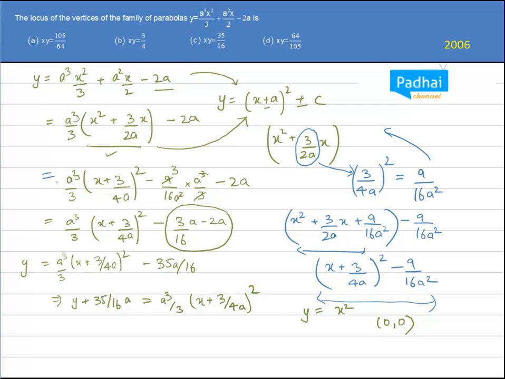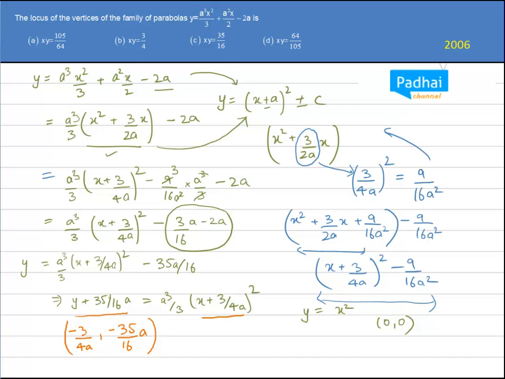So if you see properly, let me change the pen to explain it in a better manner. Basically what I have done is, I have shifted x by how much value? By 3 by 4a. So that means x has been shifted to the left-hand side by minus 3 by 4a. How much has y been shifted? It has been shifted by minus 35 by 16a. So this is going to be the vertex of all the parabolas of this family.